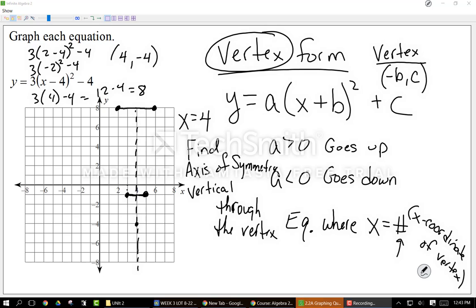So now this graph has 5 points, so now we're good to go to draw it. When I draw one of these graphs, it's a U, not a V. It is a U. It's called a parabola.